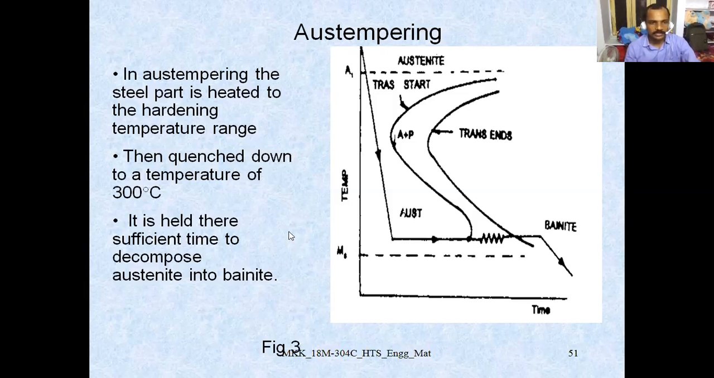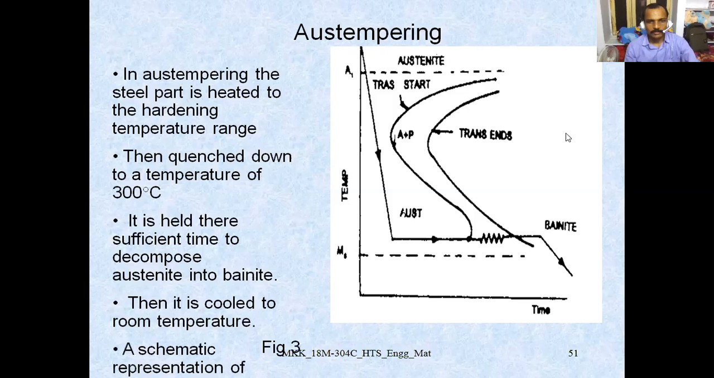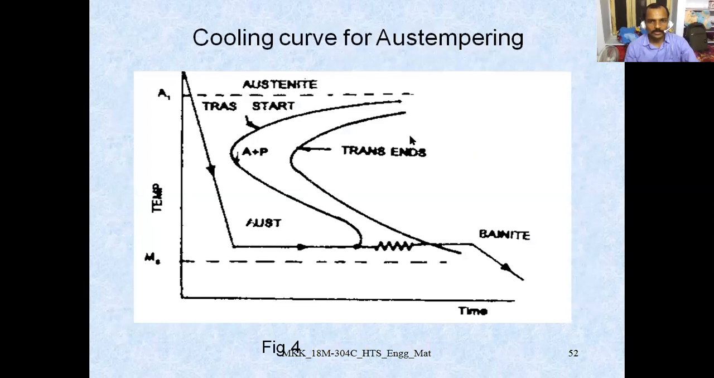Sufficient time at 300 degrees centigrade quenching. Then it is cooled to room temperature. So this is austenite, and here is the transformation start and this is the transformation end. It's austenite decomposing to bainite. The schematic representation is already given here. This is the cooling curve for the austempering process. This is austenite, which decomposes and forms bainite. This is the transformation starting curve and this is the transformation ending curve.